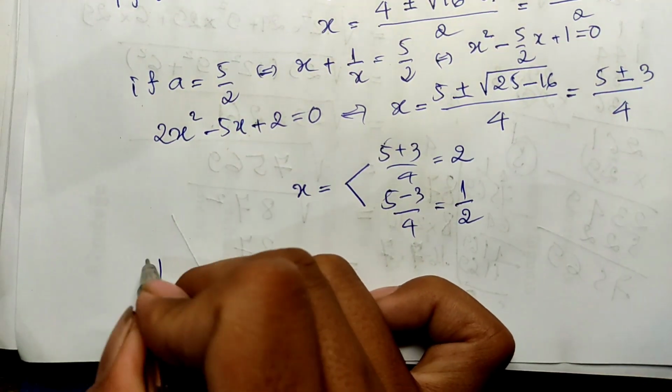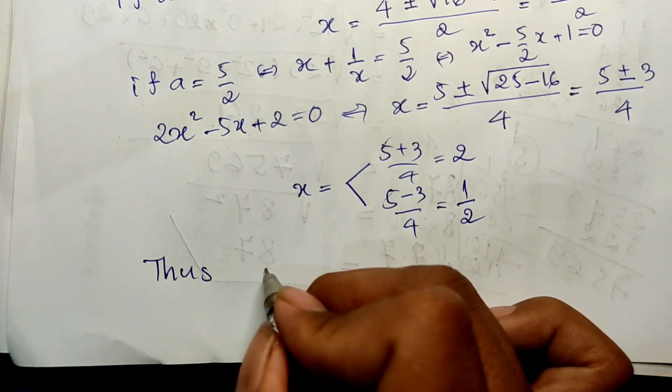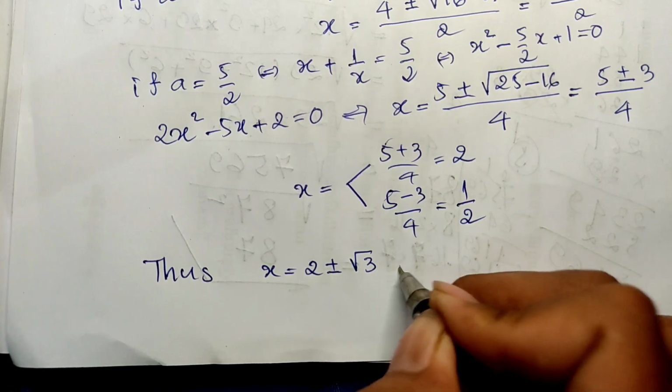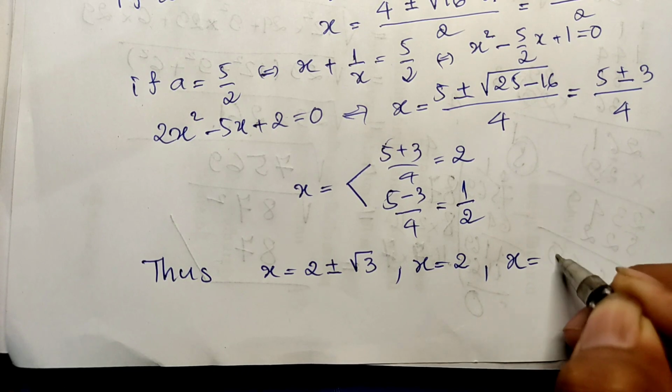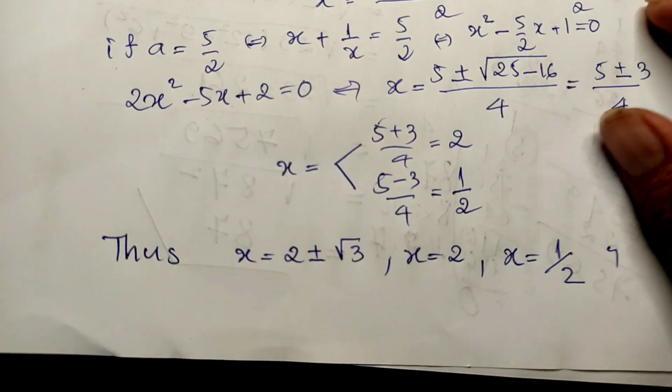So thus we get the values of h. The solution is h equals 2 plus or minus square root 3, h equals 2, and h equals 1 divided by 2.